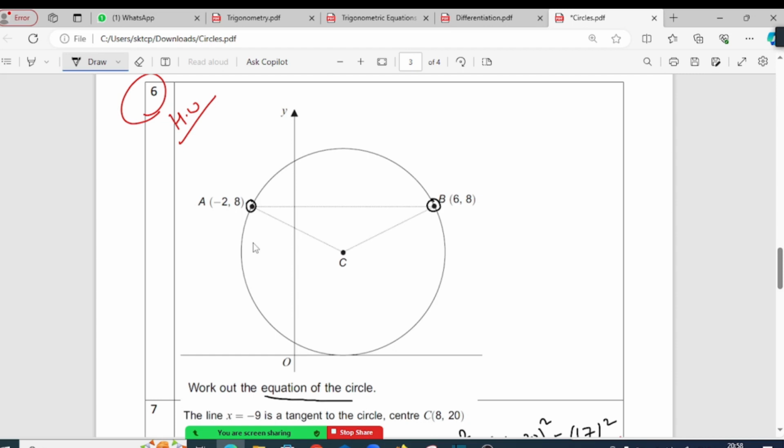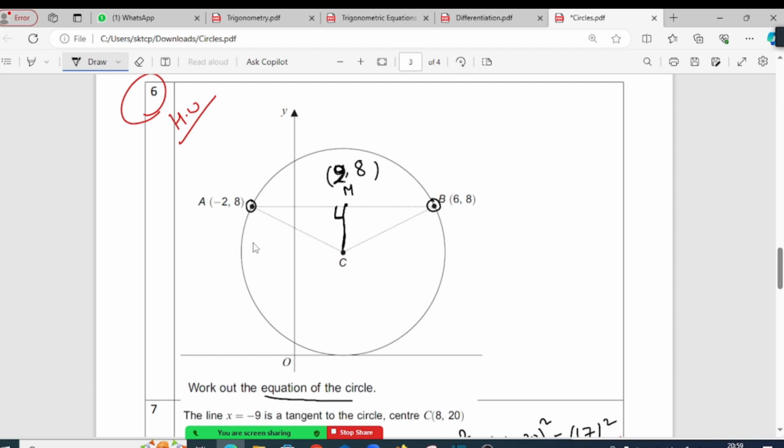So when you draw the perpendicular here, it is going to be the midpoint also. So let us suppose this is the midpoint. So we can get this midpoint as (6 + (-2))/2 = 2, and 8. Sorry, it's (2, 8), right?